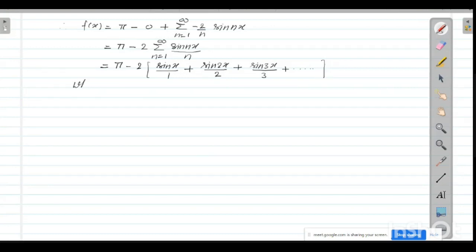So this is the required Fourier series of the given function. I hope you understood how to find the Fourier series of the given function. Yes or no, students? You got it? Yes, sir.